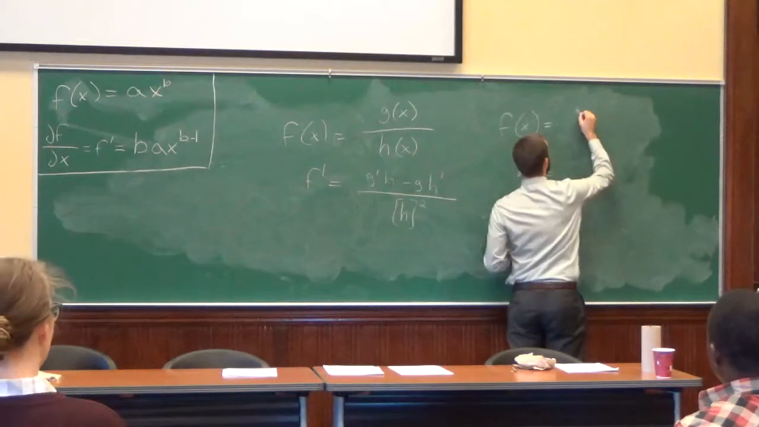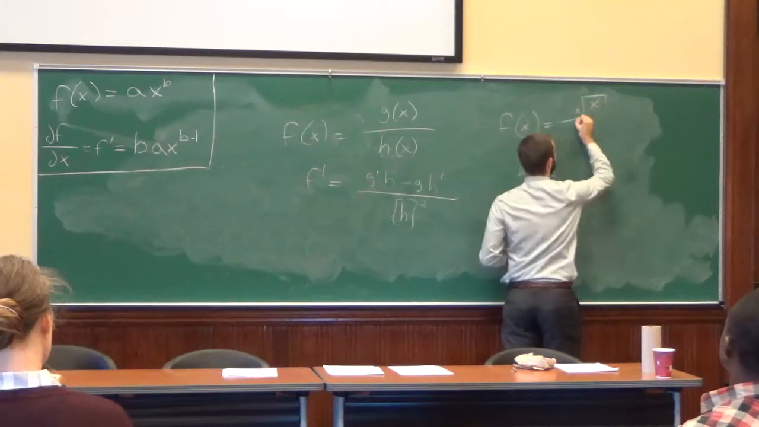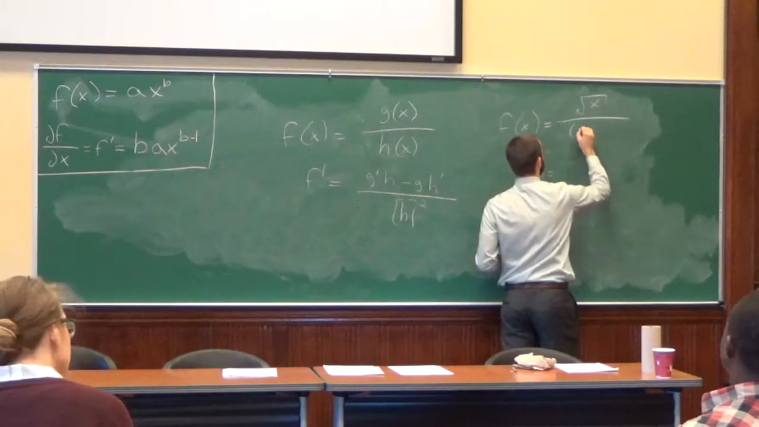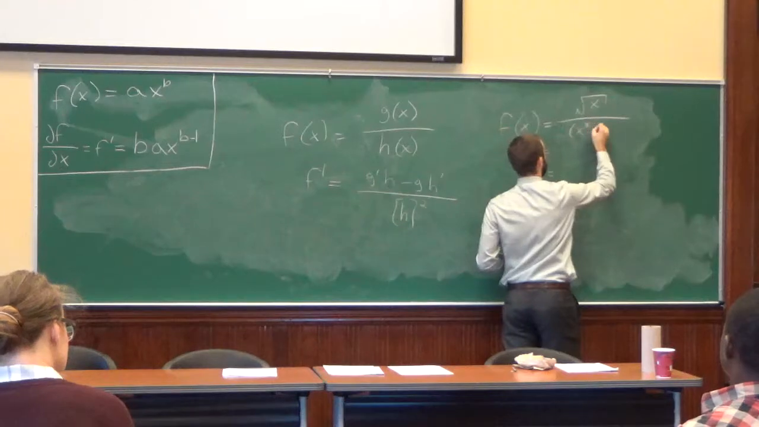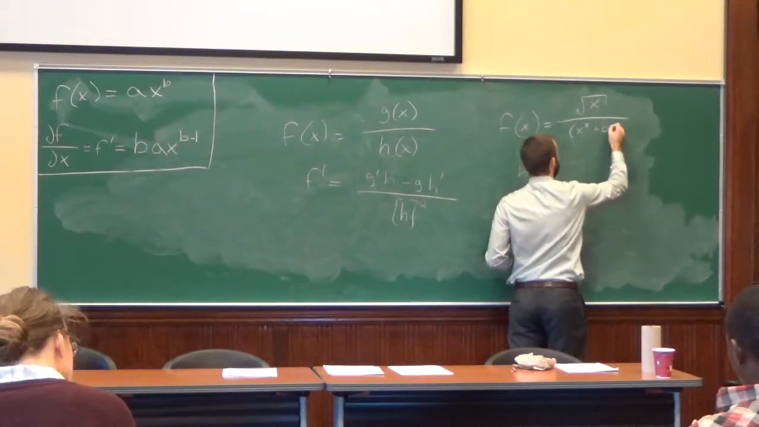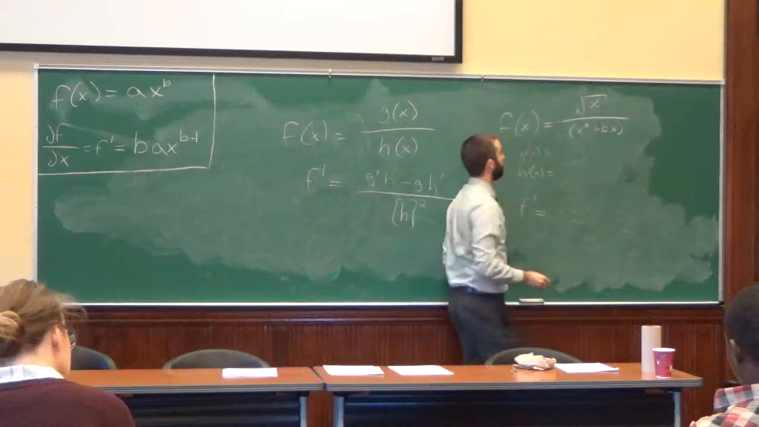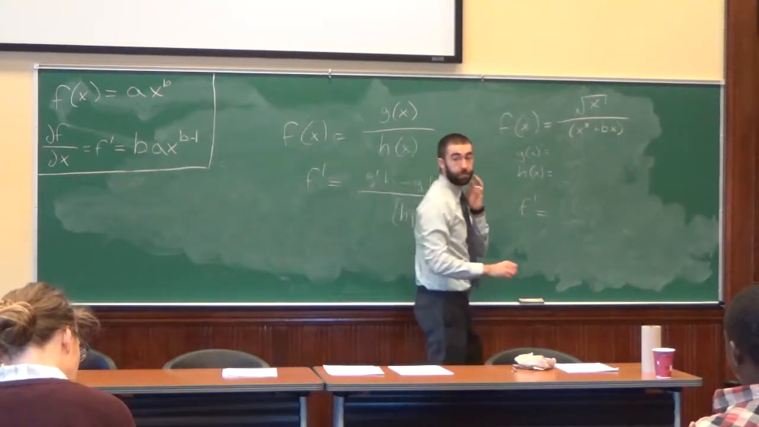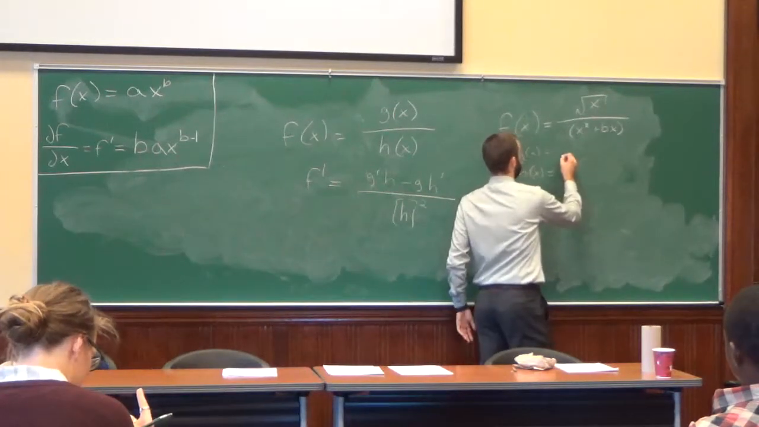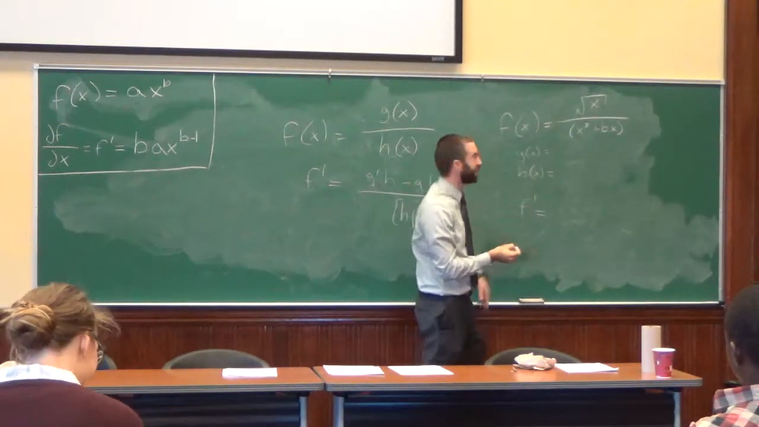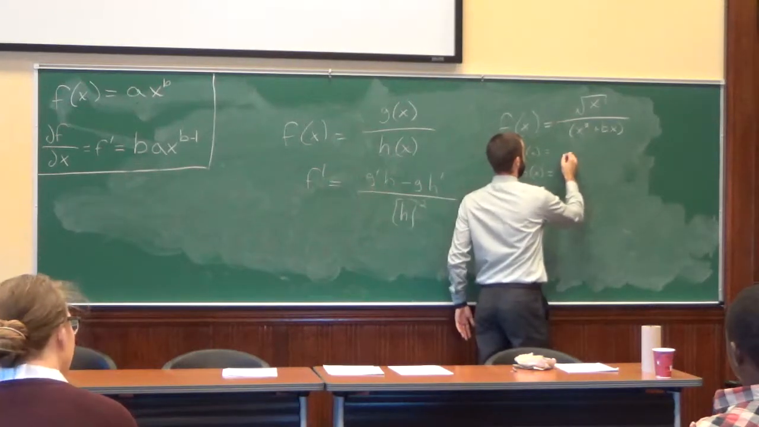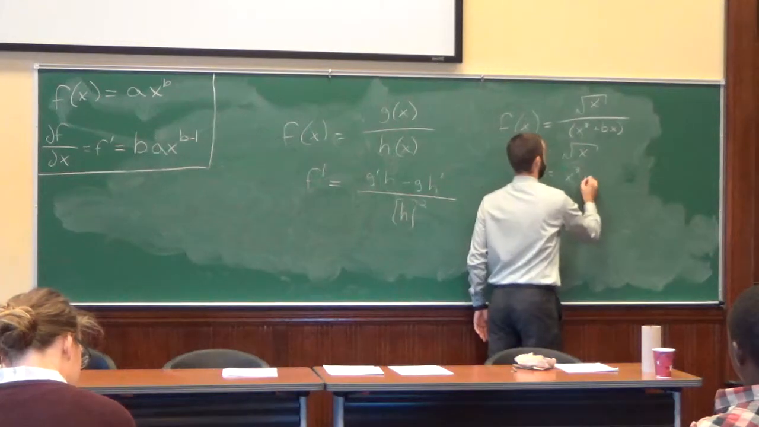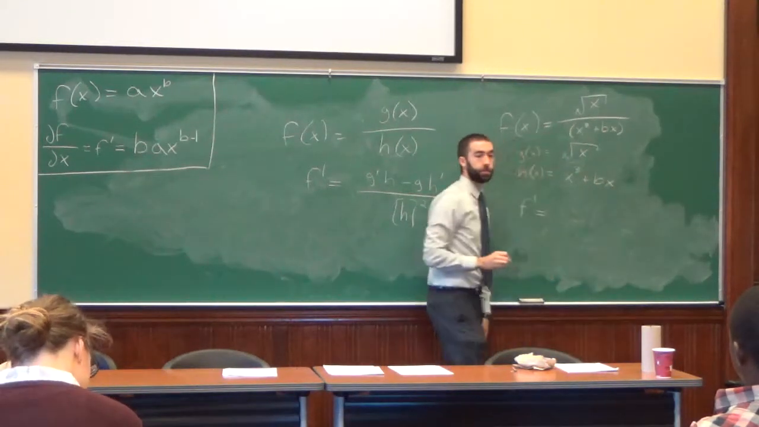Let's do the square root of x divided by, let's see, x cubed plus bx. Catherine, can you tell me what g and h are? G is the square root of x. Excellent. And h is x cubed plus bx. Excellent. All right, Kenneth, can you give me the derivative?